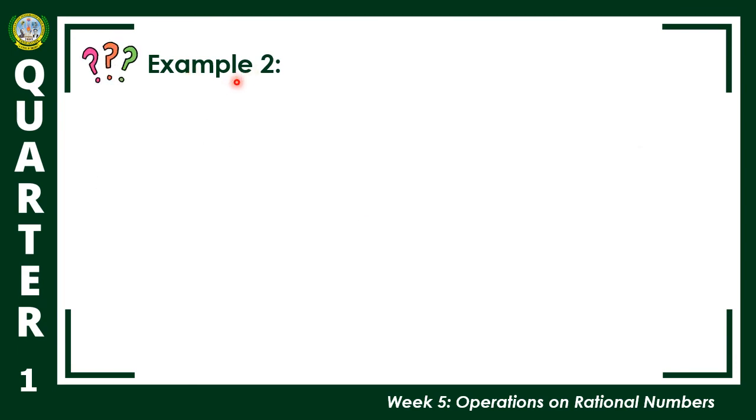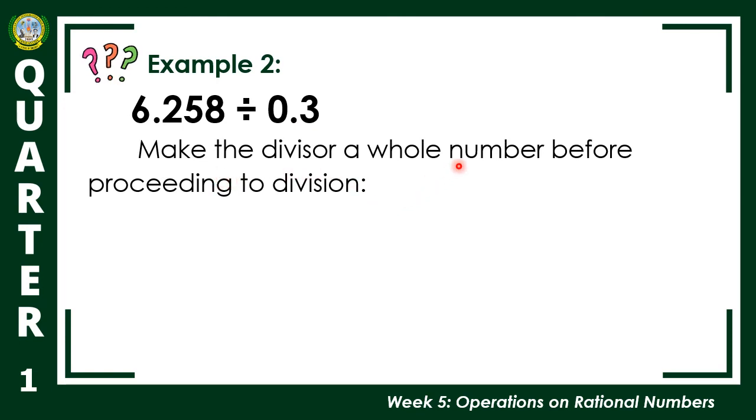For example number 2, let's have here 6.258 divided by 0.3. Okay? So, make the divisor a whole number before proceeding to division. So, 0.3, kailangan siyang maging whole number. Ano po? So, para maging whole number yung 0.3, magmo-move ka ng 1 decimal point to the right. And since nag-move ka po sa divisor ng 1 decimal place to the right, magmo-move din po yung decimal point ng dividend mo 1 decimal place to the right. So, parehas lang po sila. Okay? So, i-rewrite natin yung problem.